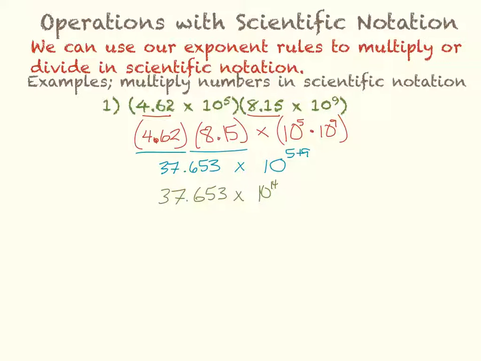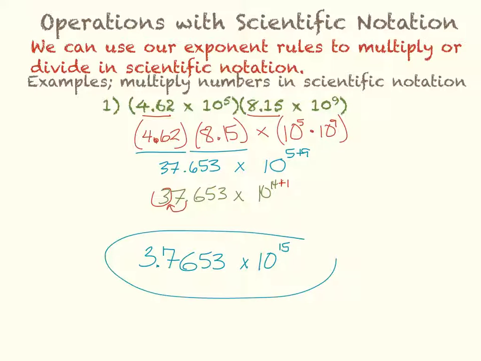However, this is not in scientific notation because I can only have one number to the left of the decimal, so I need to move it one more spot. And because I moved it to the left, I need to add 1 to my exponent. So my final answer is going to be 3.7653 times 10 to the 15th power. And that is your final answer.